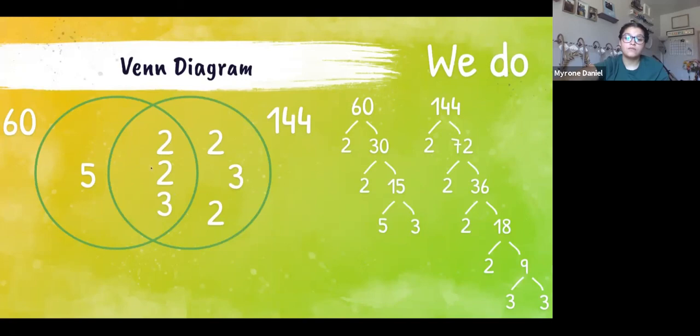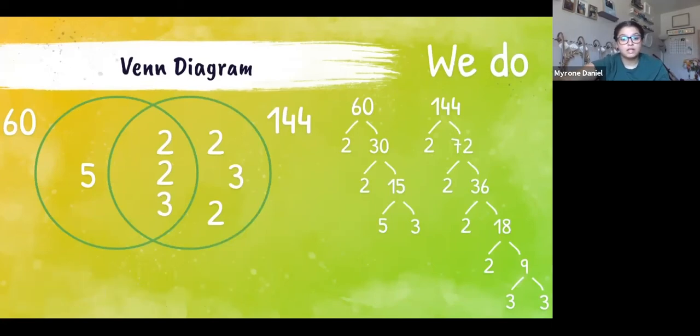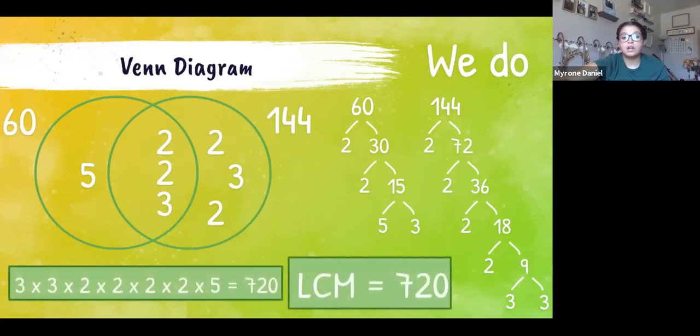So now in order to find our least common multiple, we need to multiply all of these factors together. So pause the video, multiply the factors, and then we'll come back so we can see if our answer is true. Okay, so now that you've multiplied them all together, I multiplied them out and I got 720, because 3 times 3 times 2 times 2 times 2 times 2 times 5 is 720. That is going to be our least common multiple.